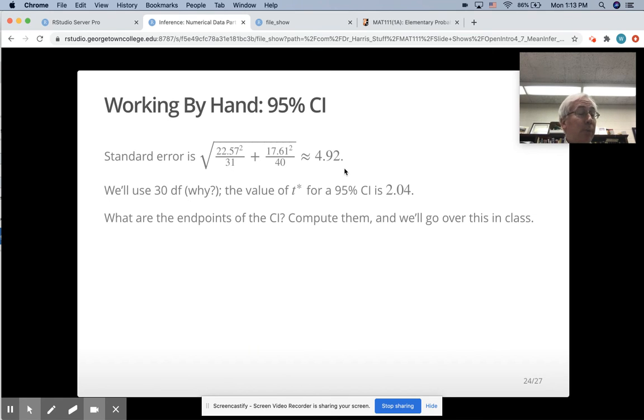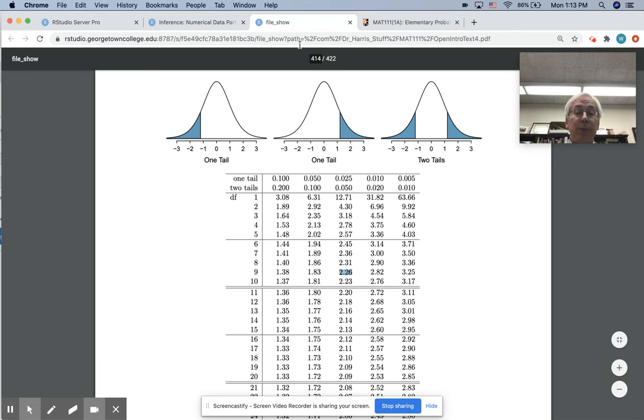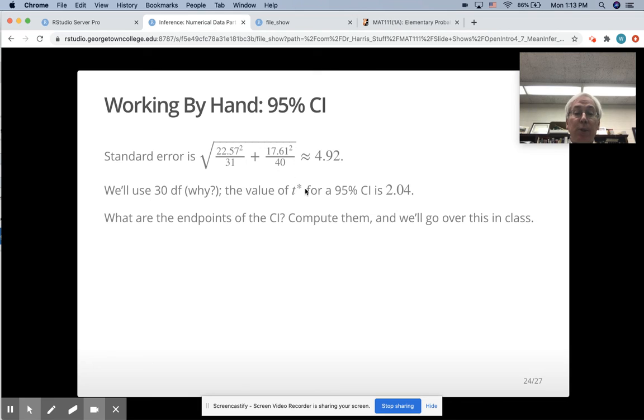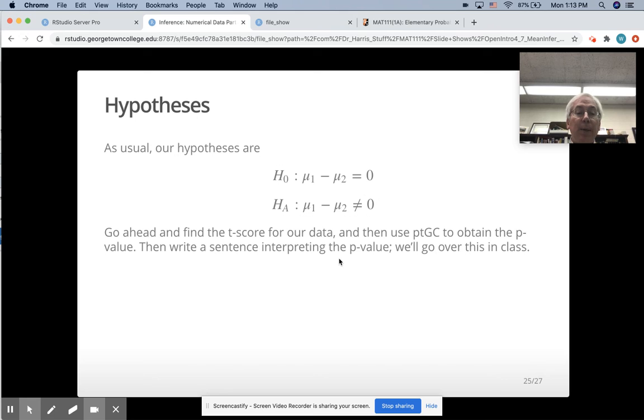For degrees of freedom, we had our two sample sizes, 40 and 31. One less than the smaller is 30. And if we go to our table for t star with 30 degrees of freedom, we're going to use 2.04 for a 95% confidence interval. That's right down here. That's where that 2.04 comes from. So I'm going to ask you to go ahead and compute the 95% confidence interval, and we'll compare what you got to what I got when we get together in class, and you'll think about what your sentence of interpretation should be.